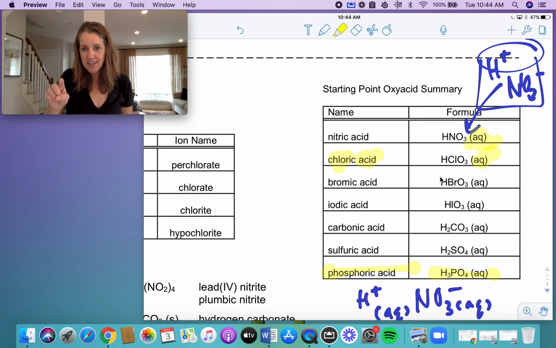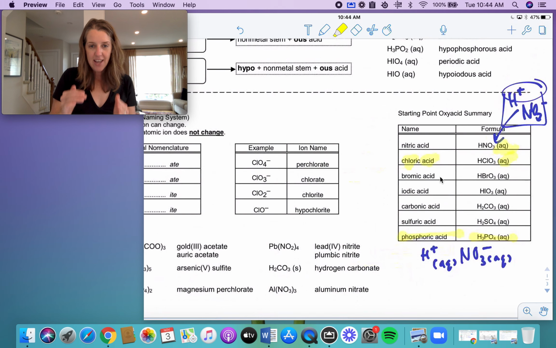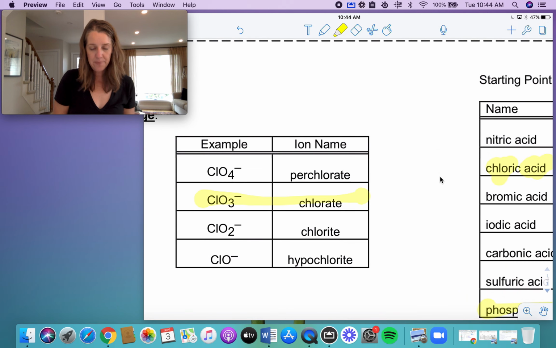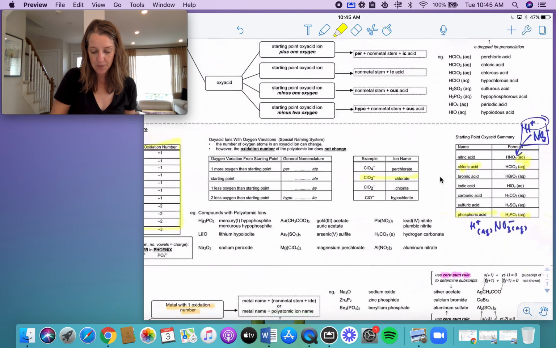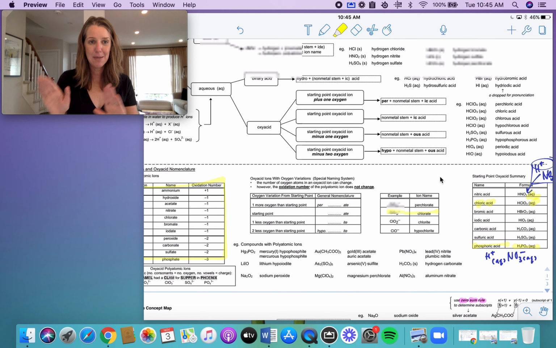And then if you look at the number of oxygens in that compound, if they go up by 1 or down by 1 or 2, then you just change the prefixes and suffixes of it. So again, chlorate was here, so chloric acid is here. Perchloric acid would be HClO4, and chlorous acid would be HClO2, and hypochlorous acid would be HClO. So when you're changing, you're just changing the oxygens. Okay, that's a lot for now. Periodic table review, nomenclature review. Good luck. Let me know how it goes.